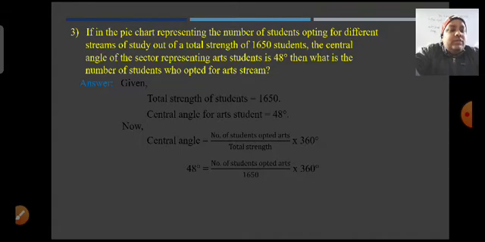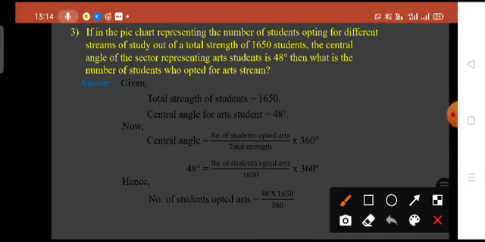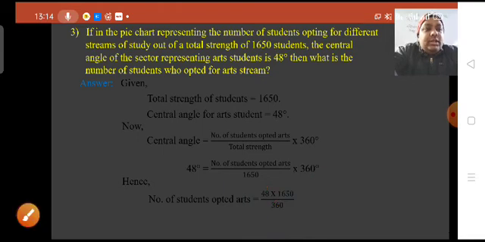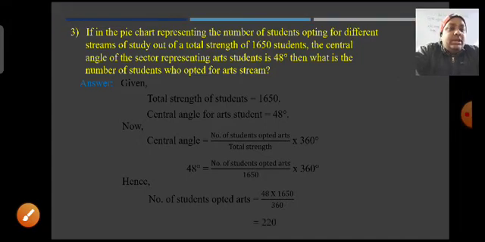Now we will take 1650 and 360 to that side. Then it will be what? We can write the number of students opted for arts is equal to 48 into 1650 by 360. Now, are both divisible or not? Let's see. 0 and 10 will cancel. Both are divisible by 12. 12 3s are 36 and 12 4s are 48. Now 3 5s are 15, 3 5s are 55 into 4. That will be the number of students. It means 220 students opted for arts. Done. So like this we can find the value by using the formula.